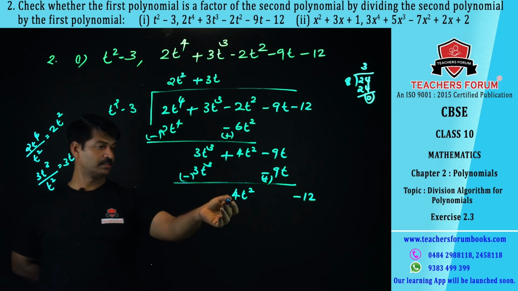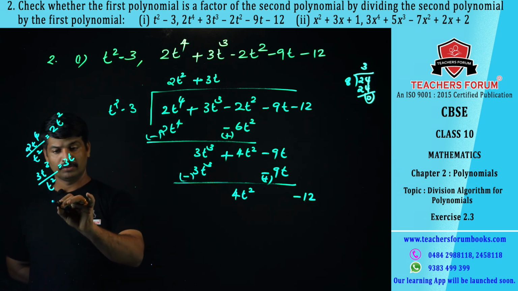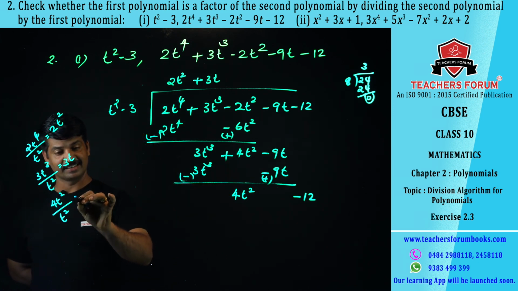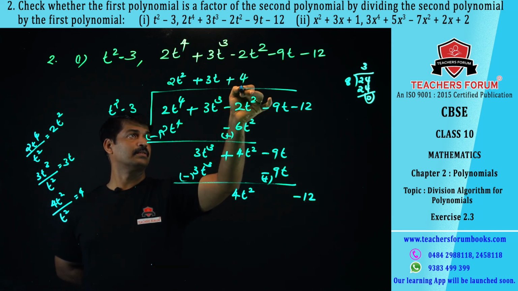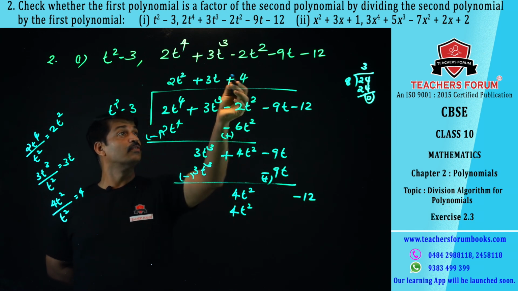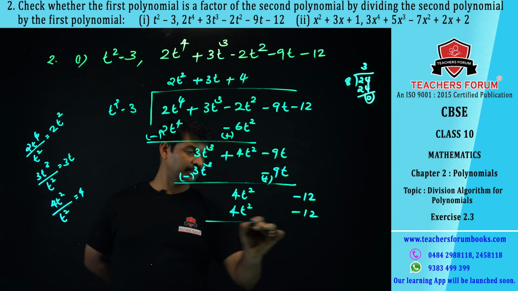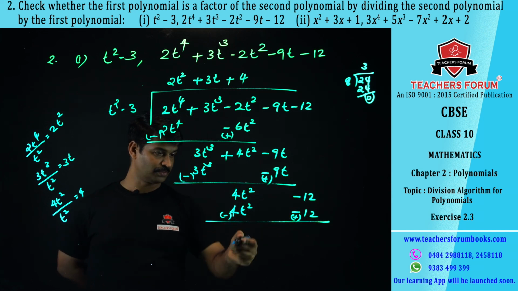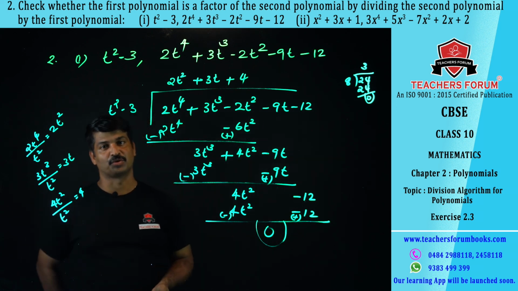Now to get the next term in the quotient part, divide 4t square by t square. What is the answer? The answer is 4. So let us multiply 4 into t square, that is 4t square. 4 into minus 3, that is minus 12. Subtract, change the symbol, you can just add: 0, 0. So the remainder becomes 0.